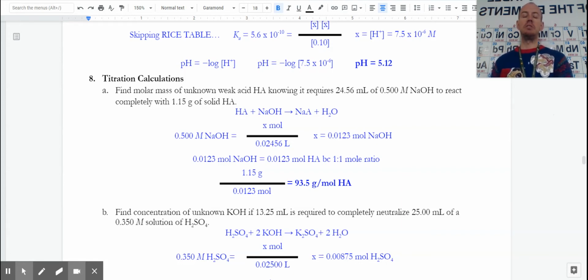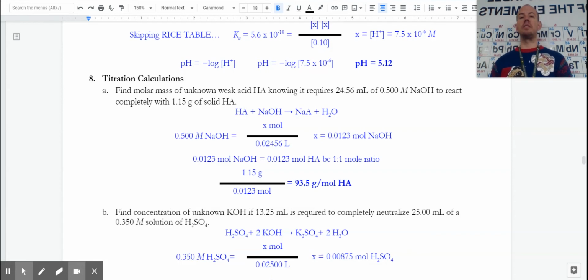So here I wrote out a generic equation showing the reaction of that acid and base. But you don't necessarily need to do that, but we do need to account for the mole ratio of our acid to base. So then we take the information that we know, the volume and the molarity, to get the moles of the base. We know from the 1-to-1 mole ratio that moles of base equals moles of acid.